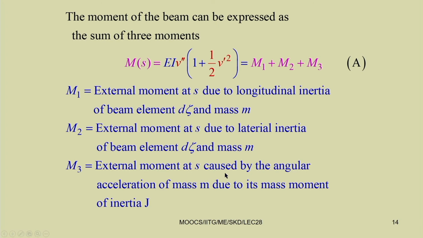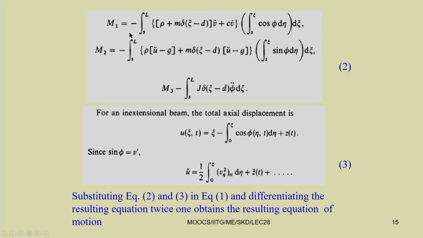Later we will integrate that to find it for the whole beam and also for the mass m. External moment at S caused by the angular acceleration of mass m due to its mass moment of inertia J. So, that way we can write this m1, m2 and m3. These equations are known to you.